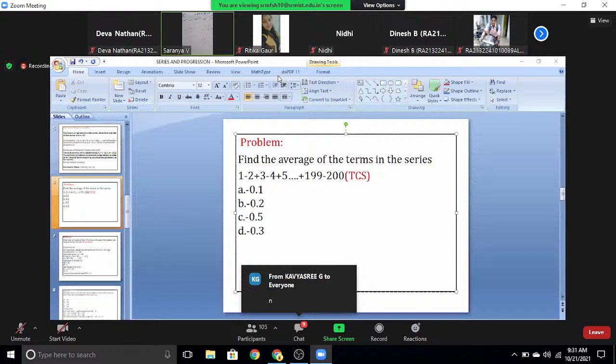We know the number of terms. Totally, we have 200 terms in this series. And when you find the sum, it will be minus 100. That is 100 times minus 1. Got it? So the average will be the sum of the terms divided by the number of terms. So it will be minus 0.5. Okay. Any doubts? Shall we go to the next?